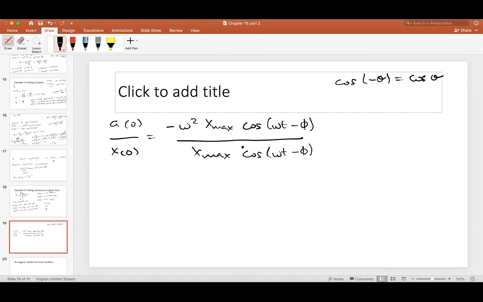So what we have here is that omega squared is equal to negative a at time zero over x at time zero. And we were given those, right? So omega is the square root of negative a naught over x naught. And you know that a and positive x is negative. Therefore, this was negative 47 over negative 0.085 or whatever. This is 23.5.